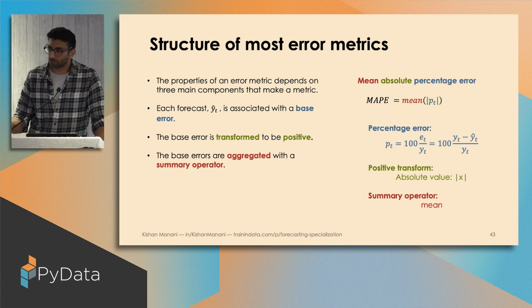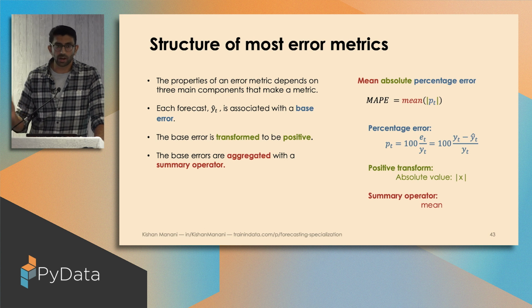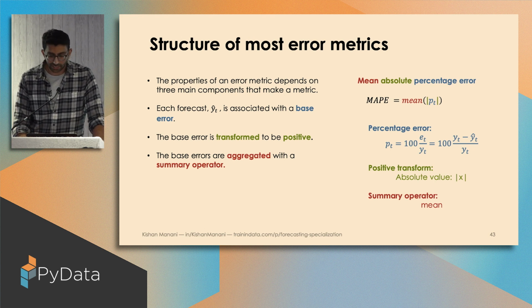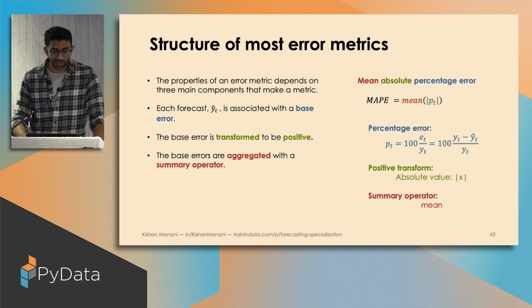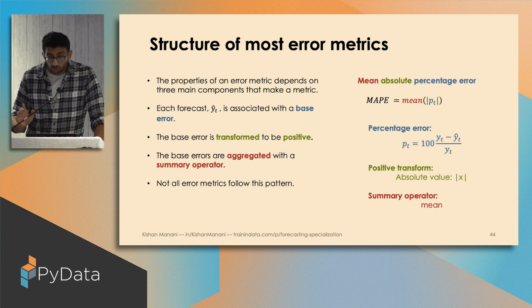One is if the actual value is 0, this metric explodes and is not defined. It's also not symmetric to under and over forecasting, and so if you optimize on this metric, your forecasts are biased. And so there are many reasons why you shouldn't use this metric, and I'll go into some alternatives later. But I just want to drive home the point that depending on which components you use, your final metric has different properties, which makes it more or less appropriate for a given use case. And not all metrics strictly follow this kind of pattern, but most do, and it helps you build an intuition.